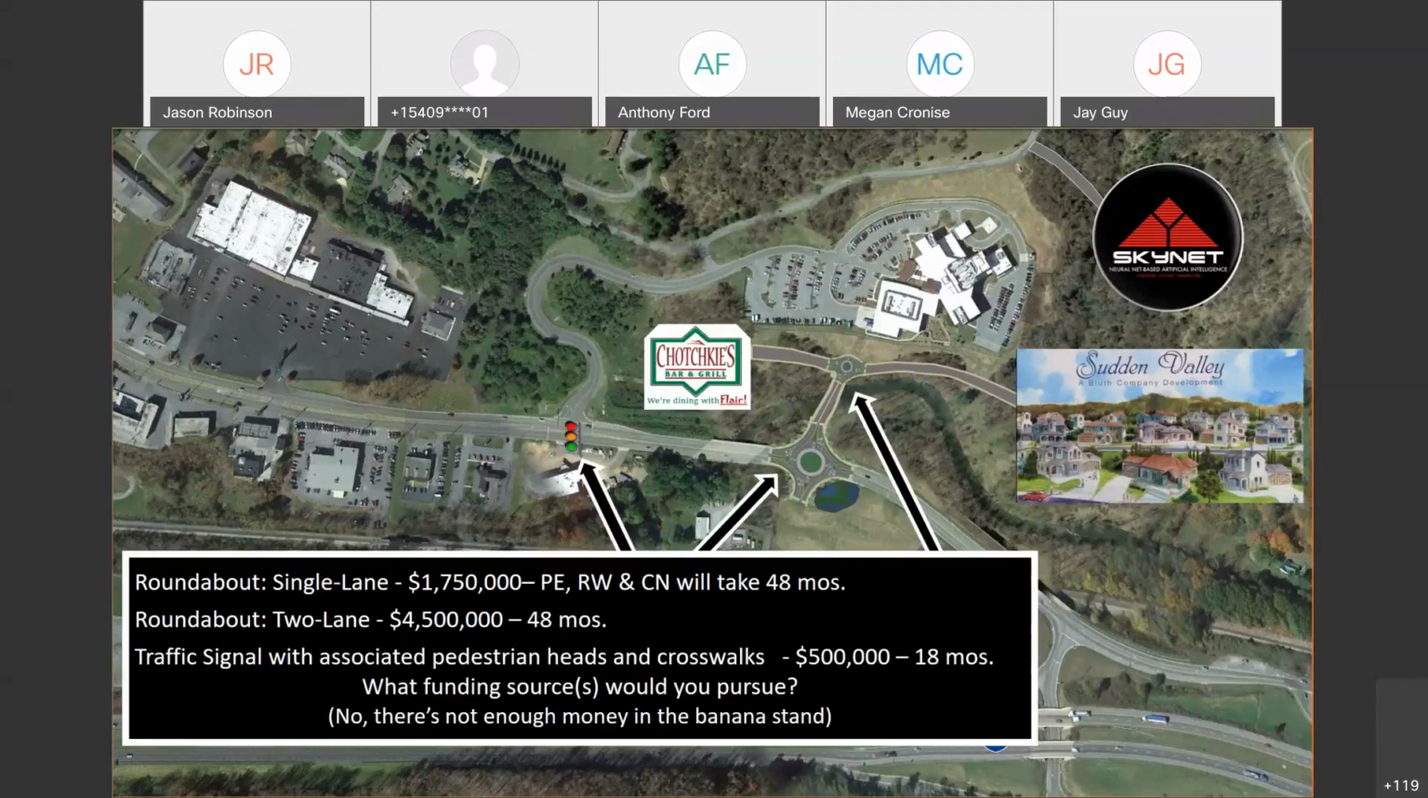So again, really no wrong answers per se. It's going to be an eligibility question and working with folks in a collaborative way to see what the options are. Hey Jay, this is Anthony.